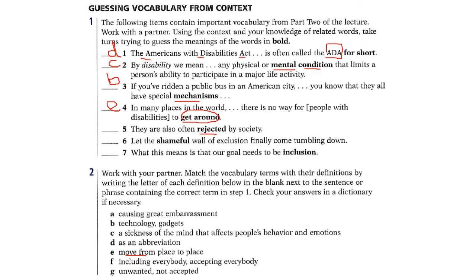Rejected. Rejected means not accepted. You should know that. For example, if you apply for a scholarship and they reject you, that means you do not get the scholarship. So the correct answer is G. And then shameful. Shameful can be a great embarrassment. You feel ashamed. You don't like what you're feeling. You don't like what you are experiencing. Then the last one is inclusion, coming from the verb to include. If you include people, and you can actually see the word including, that means including everybody or accepting everybody.